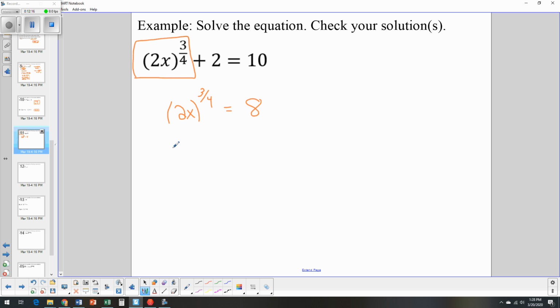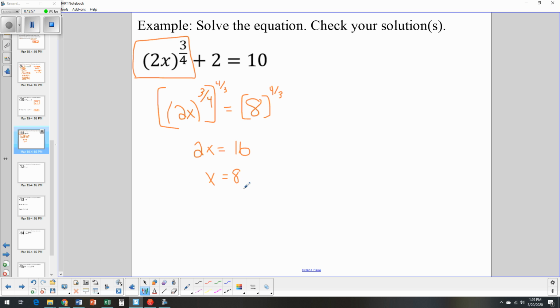And what I'm going to do here is I'm going to raise it to the reciprocal power, right? So if I raise this side to the 4/3 power, 4 times 3 is 12, 4 times 3 is 12, 12 over 12 is 1, it cancels. But I'm also going to raise this side to the 4/3 power. So we'll get 2x equals, so now this is really the cube root of 8 raised to the 4th power. So the cube root of 8 is 2, 2 to the 4th power is 16. So if 2x equals 16, x equals 8.